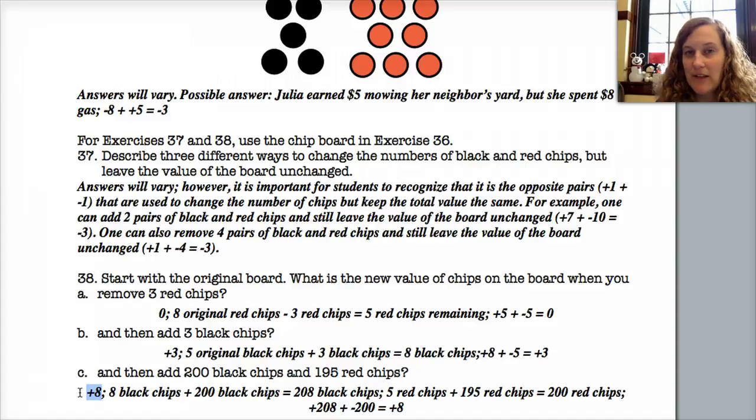If you had trouble doing any of these, use your own version of red and black chips, like just draw on paper with red and black or make up your own at home. It really helps to have that hands-on use of the chips to help you.